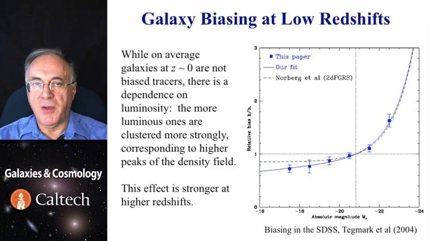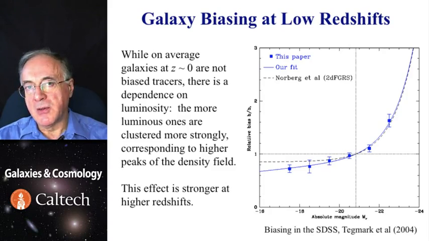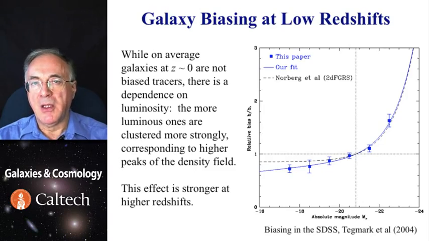And this makes sense in the previously described scenario, because the earliest forming ones will eventually grow to be the largest ones, and they did form at the highest peaks of the density field, and they will be clustered more strongly. As it turns out, this is also the case at all redshifts, and it's even stronger at high redshifts.